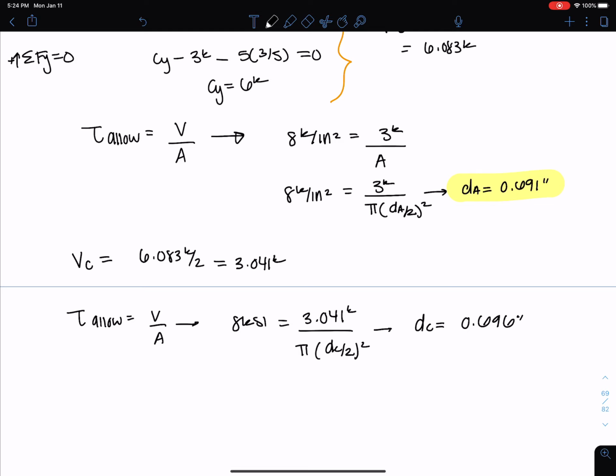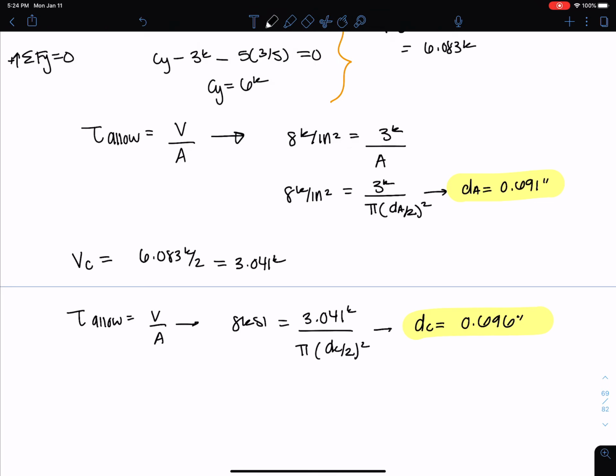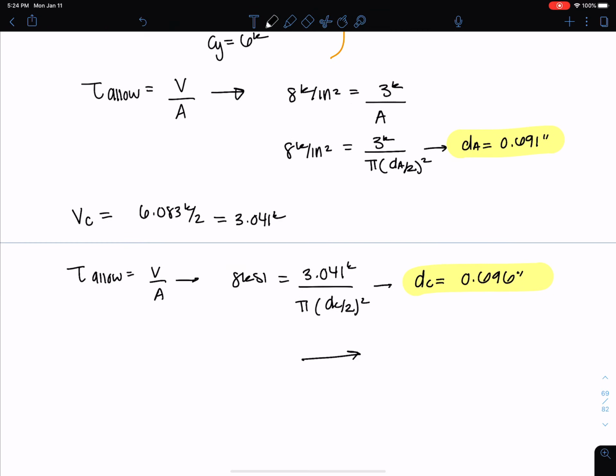0.696 inches. And let's not forget, it asked for the nearest quarter of an inch. So for both of them, I can use 3/4 of an inch, 0.75. That's the closest round up I can do.